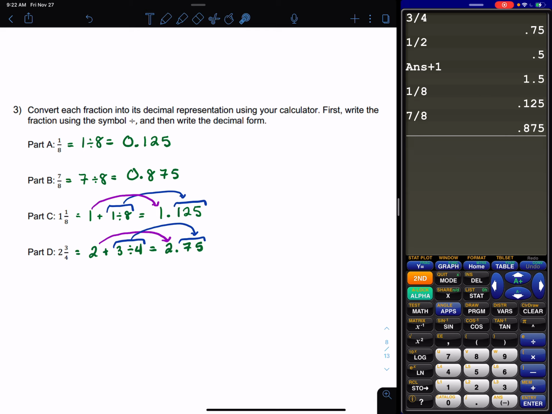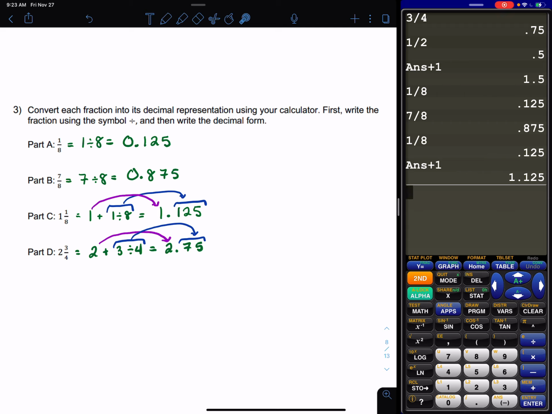If we look at part C, we have a mixed number, 1 and 1/8. So notice I rewrote it. I brought the 1 over as the whole number, and I said I needed to add that fraction part. So that fraction 1/8, I rewrote it as 1 divided by 8. So we do that division first. When we do 1 divided by 8, we get 0.125. And then when I add 1 to it, I get 1.125, or 1 and 125 thousandths.